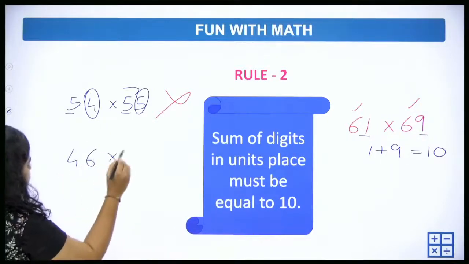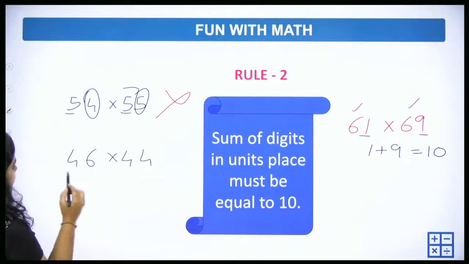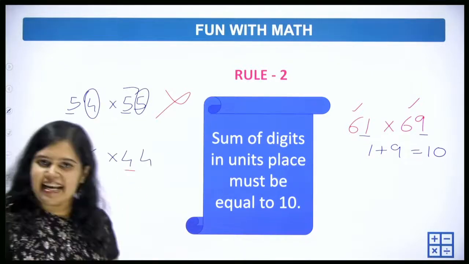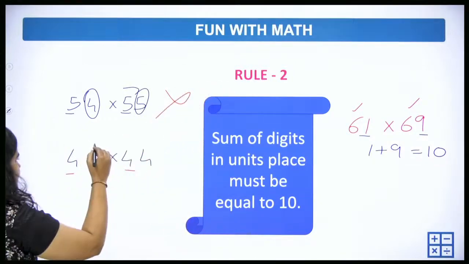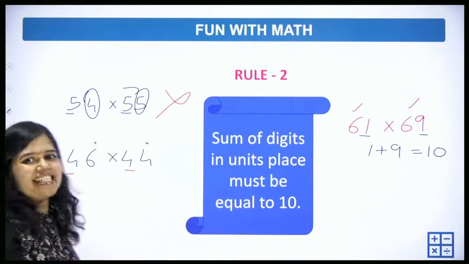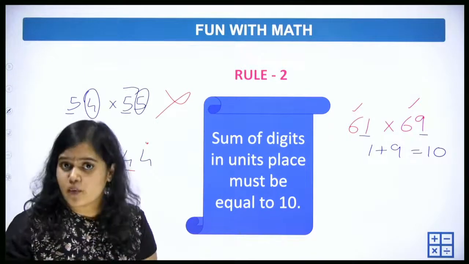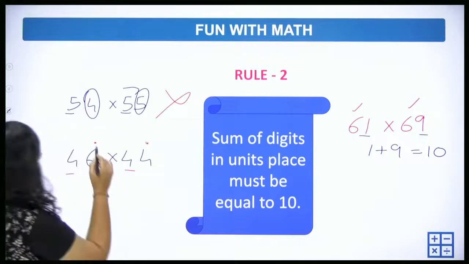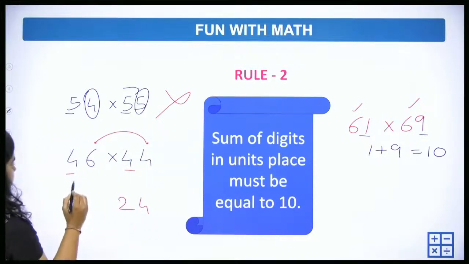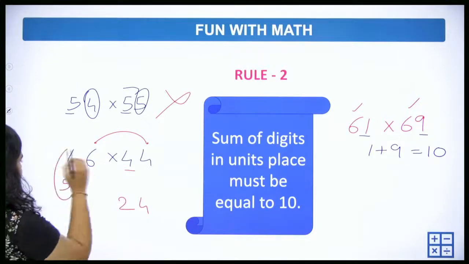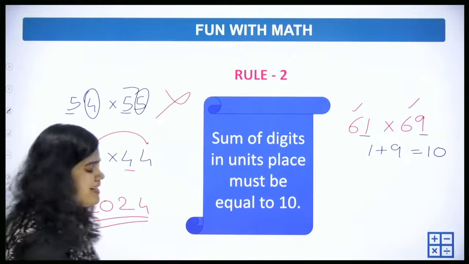46 into 44. Well, in tens place we have 4 and 4. Yes, first rule is satisfied. What about rule 2? 6 plus 4 is 10. So here you can use the trick, and what will we get as the solution? 6 4s are 24. Again you have 4, so 5 into 4. 5 4s are 20. So 2024 is the product.